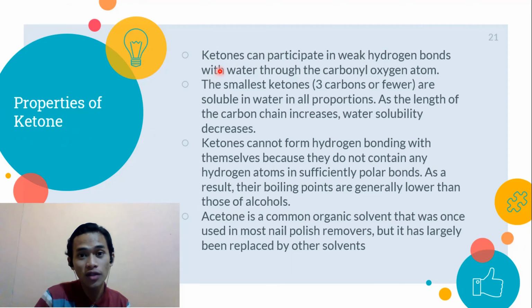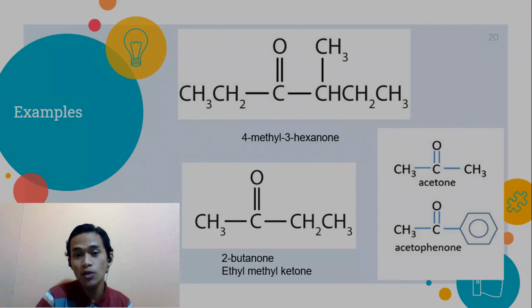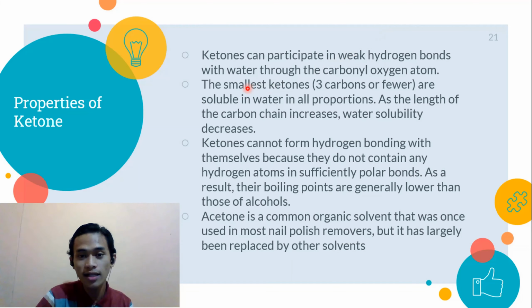Properties of ketone. First, ketones can participate in weak hydrogen bonds with water through the carbonyl oxygen atom. From these carbonyl groups, the oxygen here can form a hydrogen bond with water, but it's a weak hydrogen bond. Second, the smallest ketones, with 3 carbons, are soluble in water in all proportions because 2-propanone has similar traits to water. As the length of the carbon chain increases, water solubility decreases.